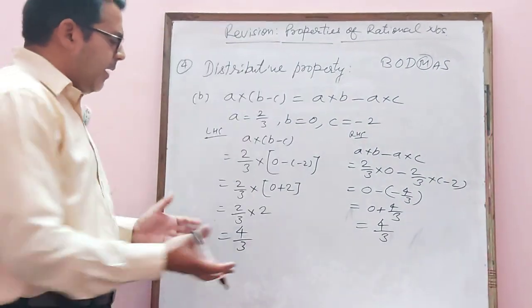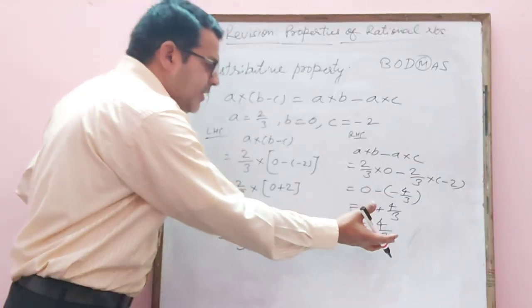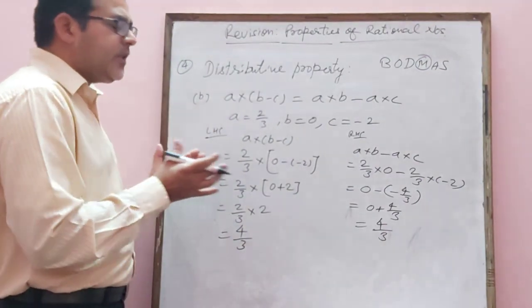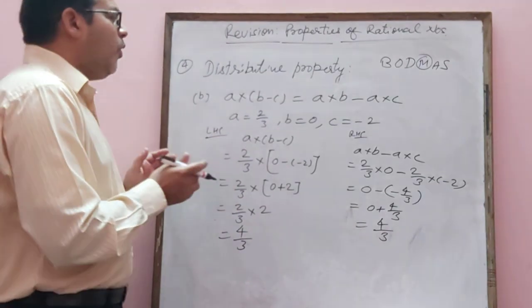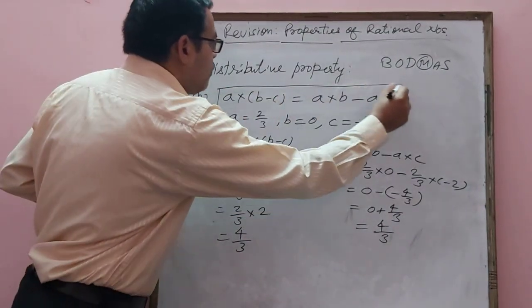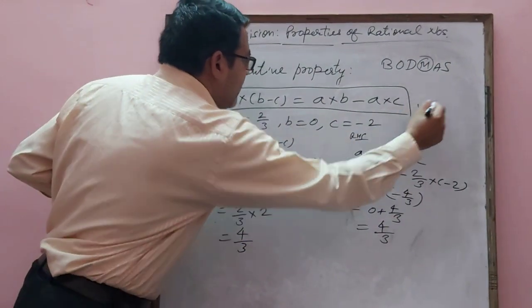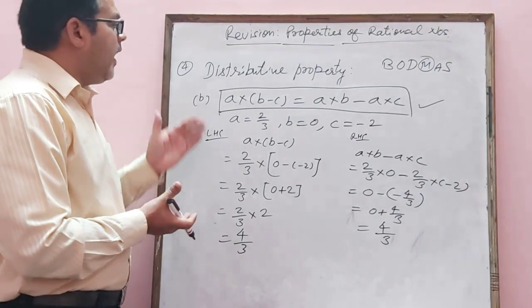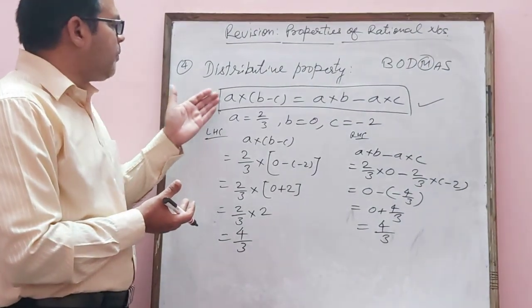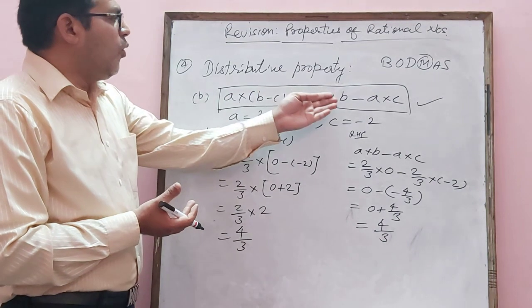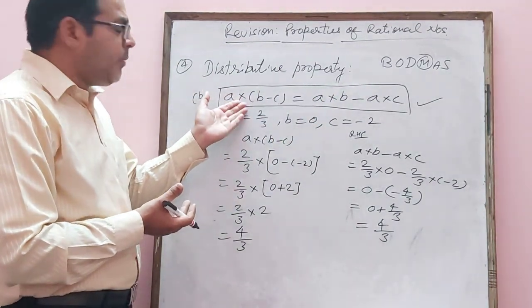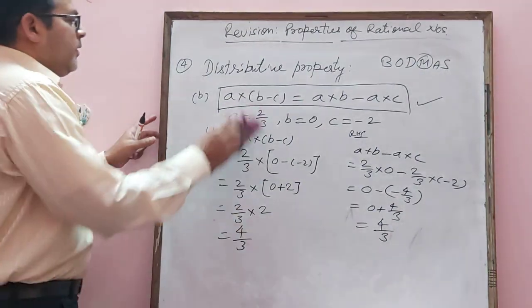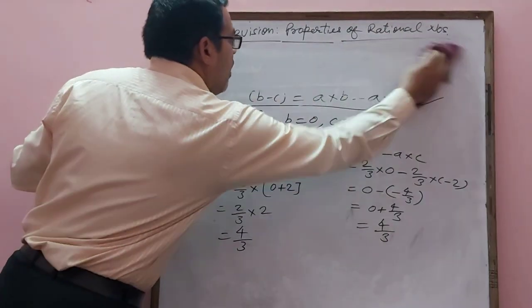So you can see here, on the left hand side we have 4 by 3, and on the right hand side also we have 4 by 3. It means we can say that both the sides are equal. So this relation is true for any set of values of rational numbers. Hope you understand. This property is called the distributive property of multiplication over subtraction. Hope you understand, guys. Now the next property.